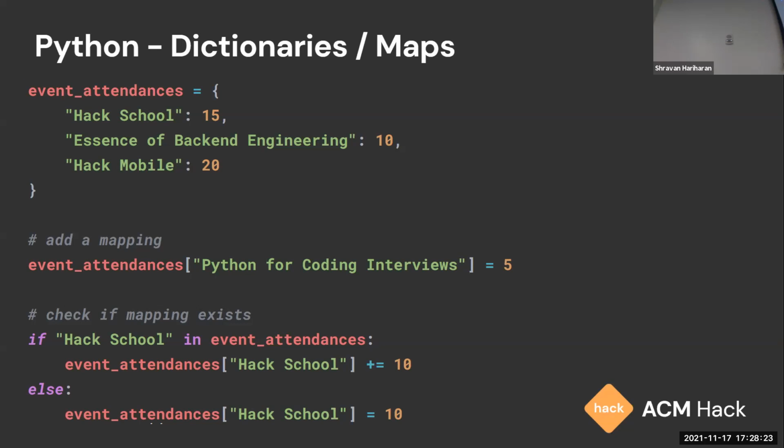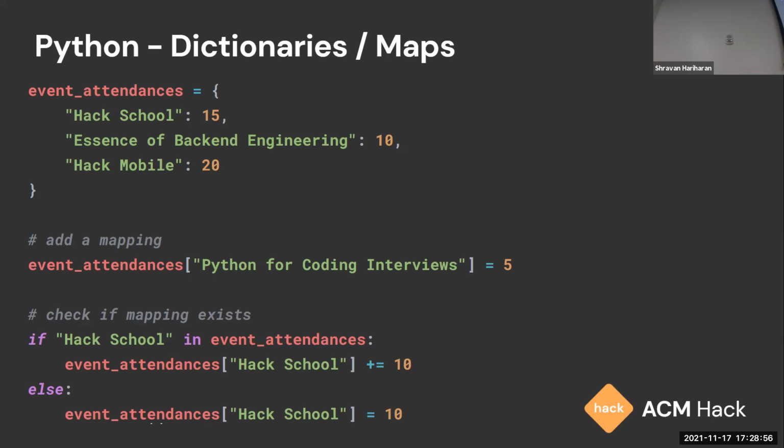And for checking if a mapping exists, we would use the if in syntax, where if hack school is in event attendances, then we can increment that value by retrieving it with the bracket syntax, plus equals 10. Otherwise, we can just set it to 10, because if you try to modify a value, like plus equals 10 on a key that doesn't exist, say event attendances hack school plus equals 10 and hack school wasn't in this map, then an error would throw.